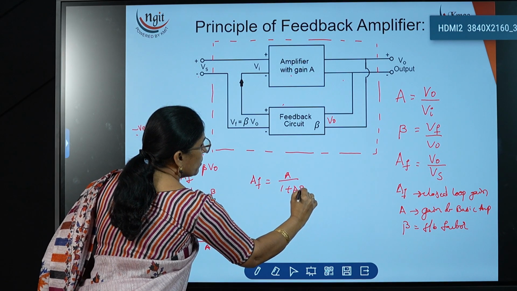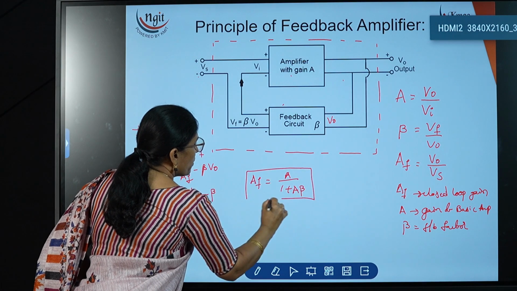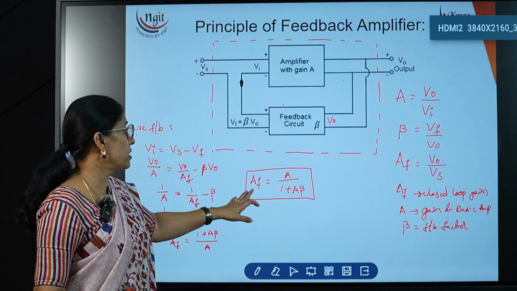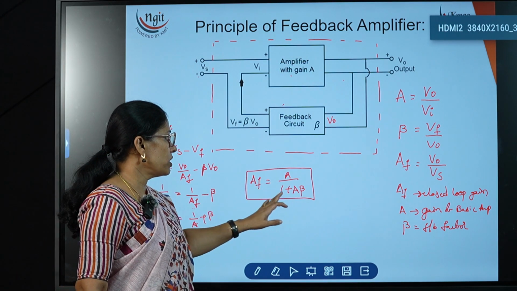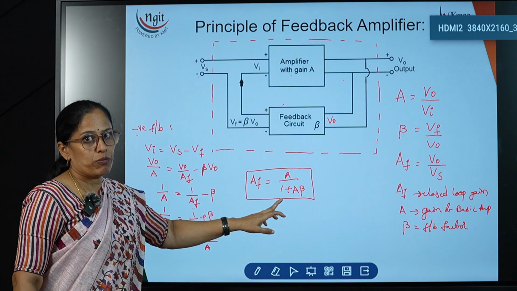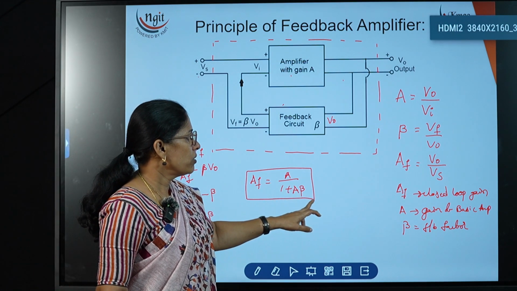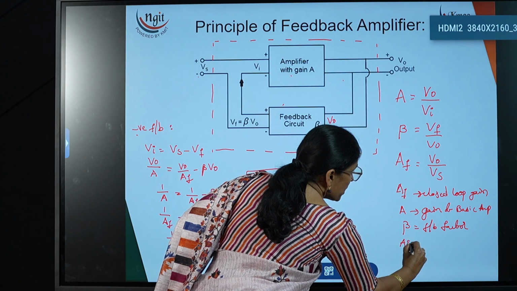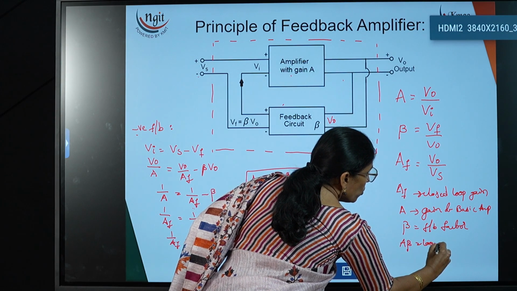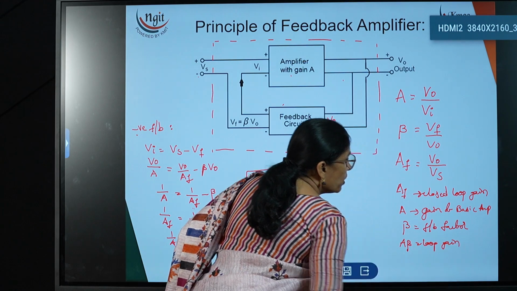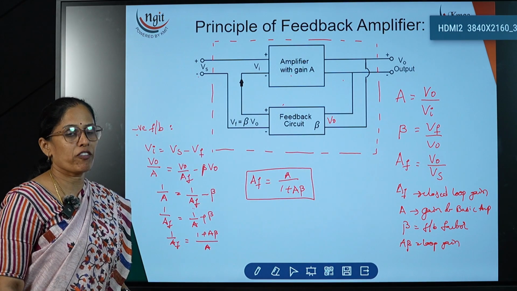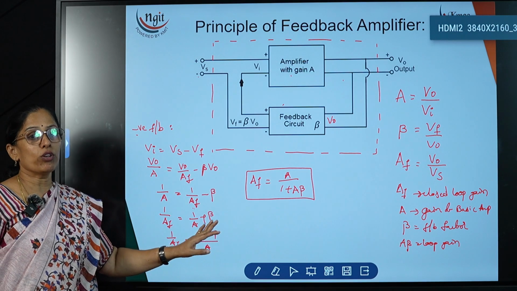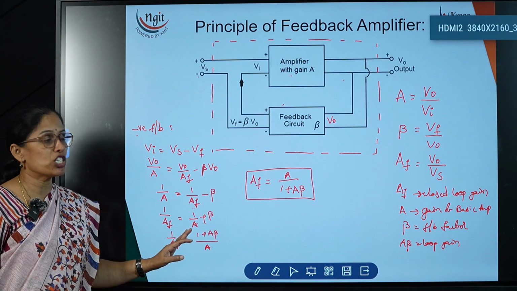Now this is the expression for the gain with feedback, in terms of gain and feedback factor. Here A beta is called the loop gain. It is the product of gain and feedback factor. Now this is the expression for the negative feedback. Similarly, we need to calculate the expression for the positive feedback.